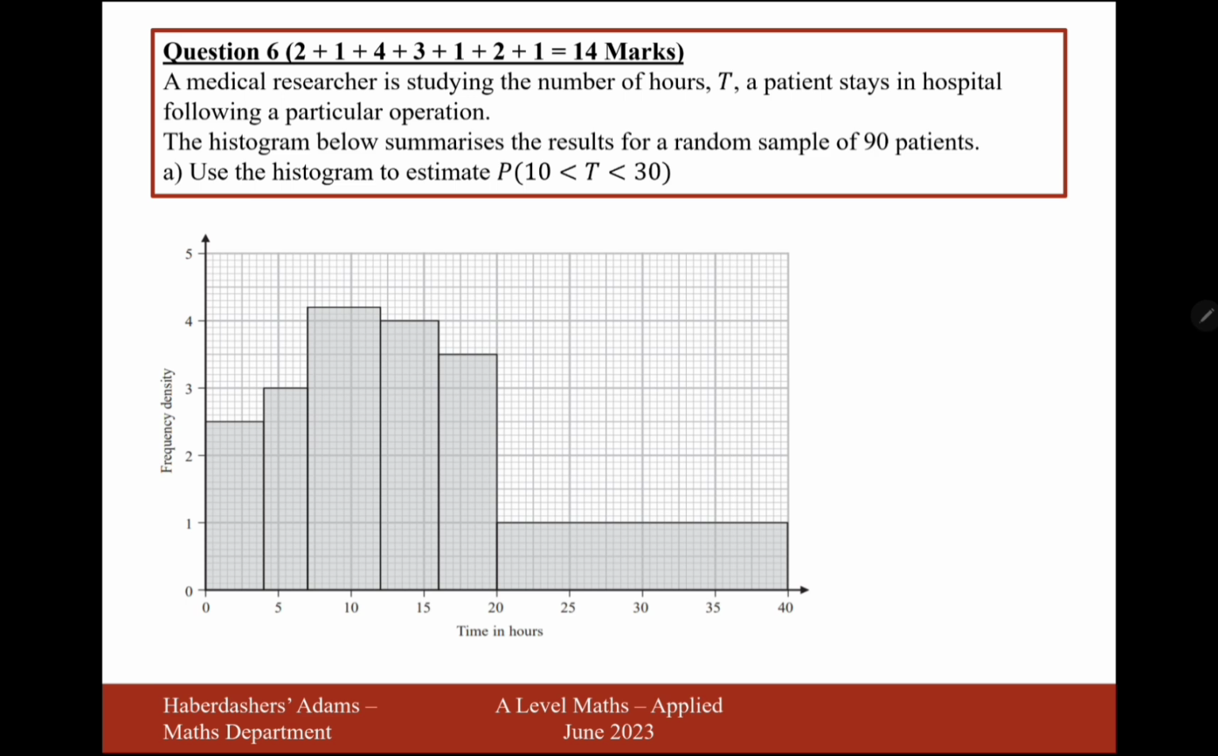A medical researcher is studying the number of hours T a patient stays in hospital following a particular operation. The histogram shows the summary of the results for a random sample of 90 patients. Use the histogram to estimate the probability that the amount of time is between 10 hours and 30 hours.